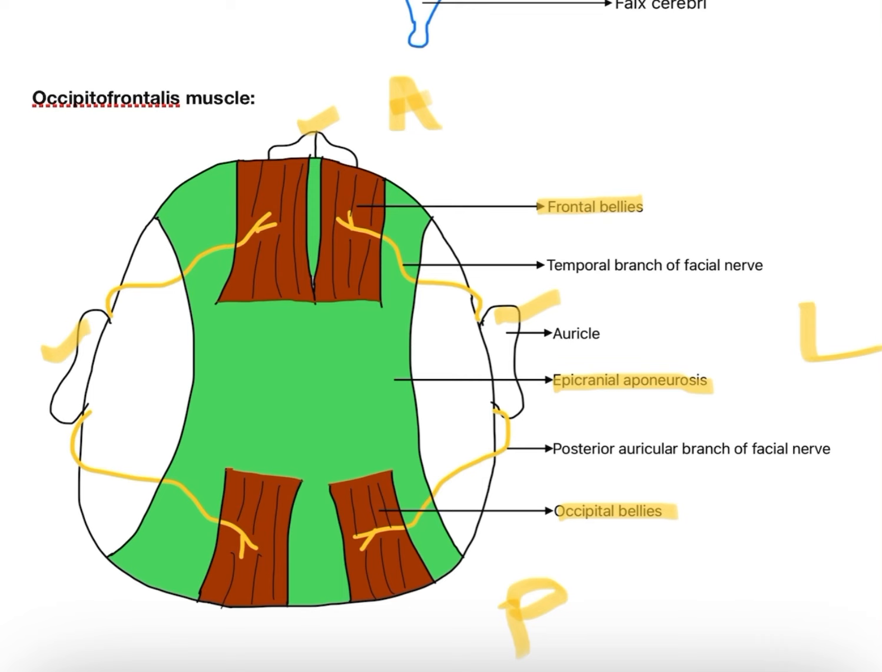Then, let us look briefly at the frontal bellies. For any muscle discussed in anatomy, we have to look at 4 things. Those are origin, insertion, nerve supply, and action. These are very important things. If you want to know about any muscle, you have to know at least origin, insertion, nerve supply, and action of that muscle. So let us simply look at this occipitofrontalis muscle under these headings.